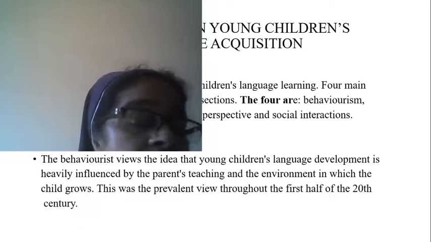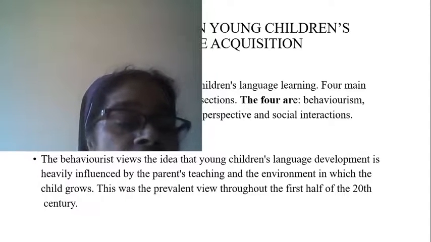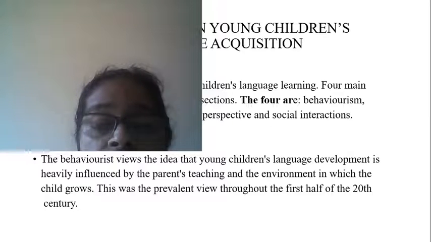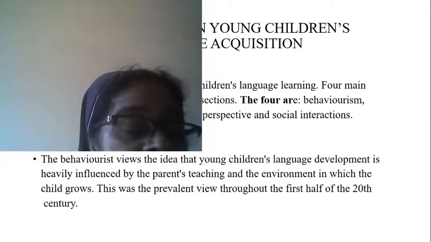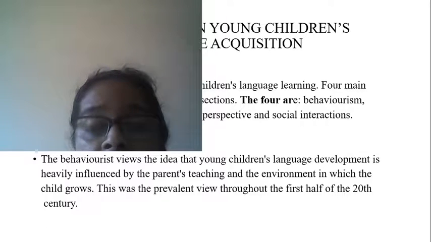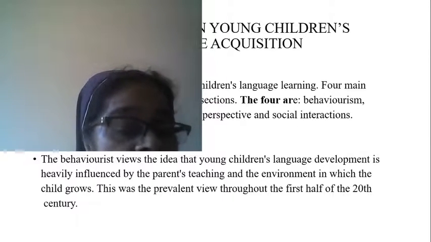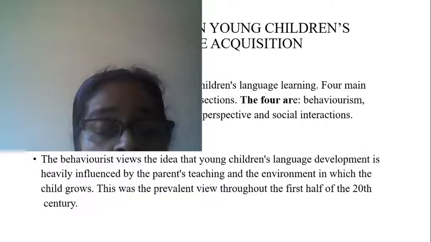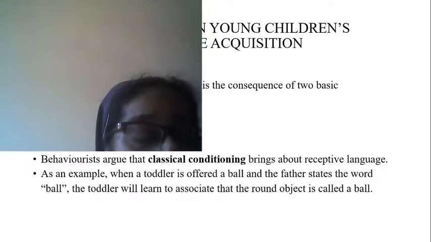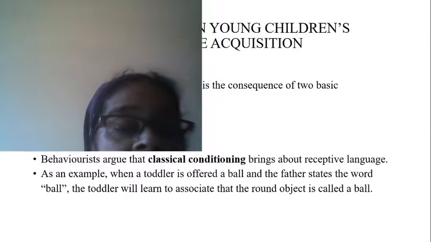First, we shall see the behaviorist perspective. The behaviorist views the idea that young children's language development is heavily influenced by the parents' teaching and the environment in which the child grows. This was the prevalent view throughout the first half of the 20th century. According to Skinner, he is the one who established this first theory, the behaviorist theory.